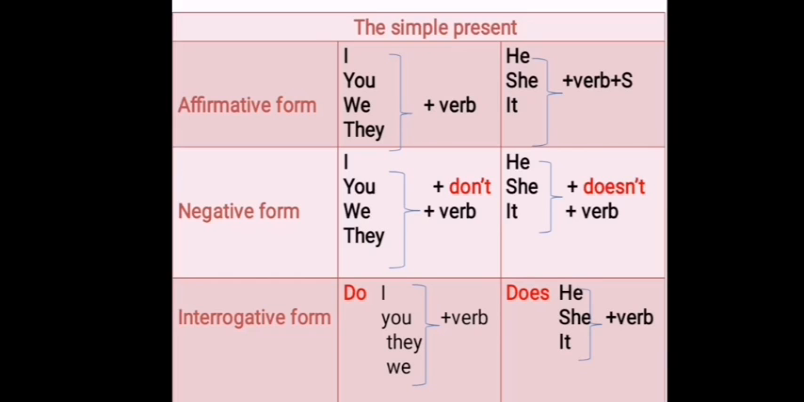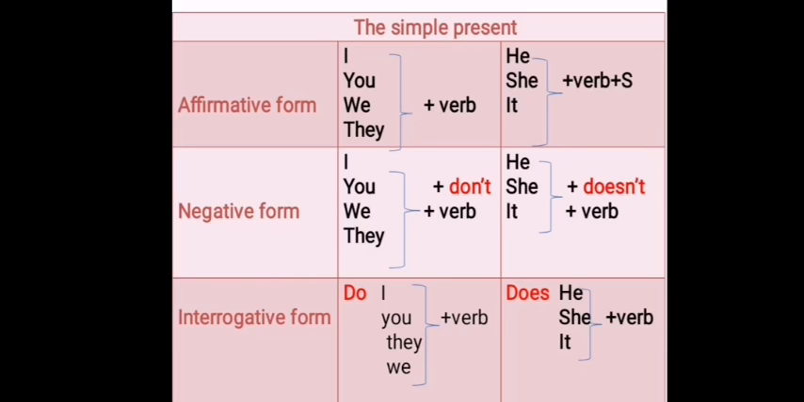Okay, in the negative form with I, you, we, they, we add don't and then we put the verb, and with he, she, it, we add doesn't, then we put the verb. Now, in the interrogative form, do plus I, you, they, we plus verb, and does with he, she, it plus verb. For example, I have "I play." In the interrogative form, "do I play?" If I have "you play," in the interrogative form it becomes "do you play?"